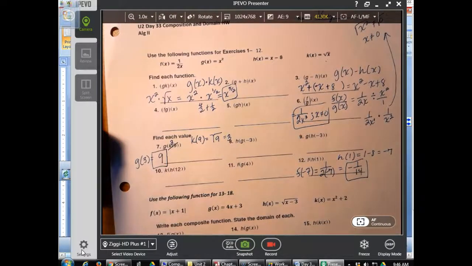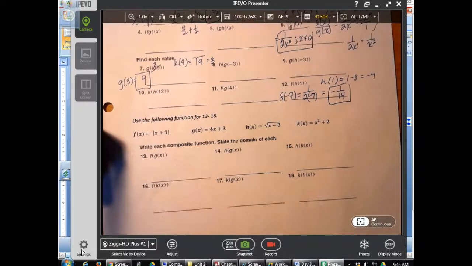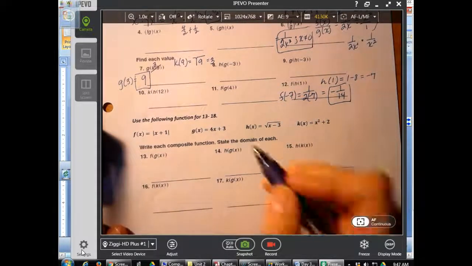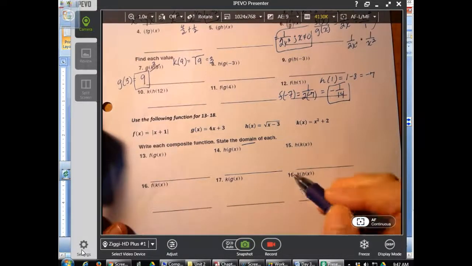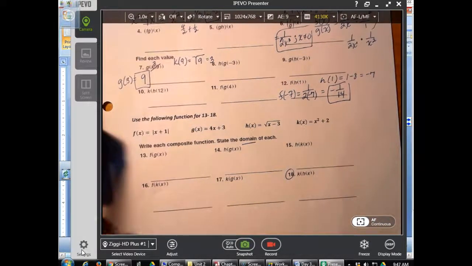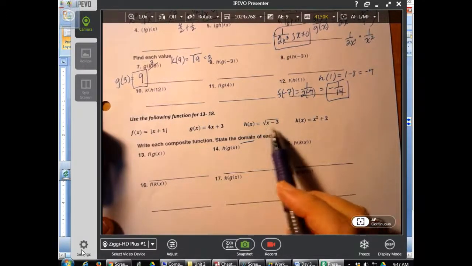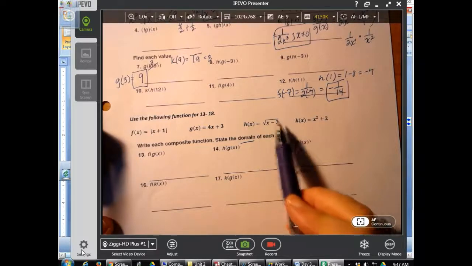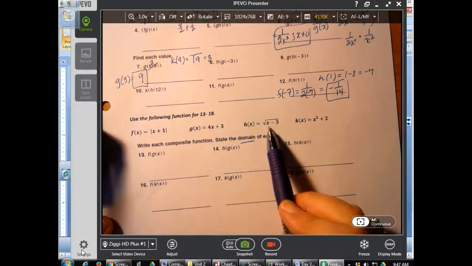you do this. Now, this bottom section is when we're doing our compositions, where we're taking one function and plugging it into another function, but we're adding something new where you have to state the domain, okay? So let's look at number 18. Now 18 has the input function of h, which is a square root. So it does have domain restrictions. So I'm going to have to think about that, okay?